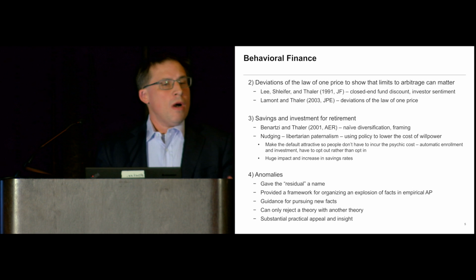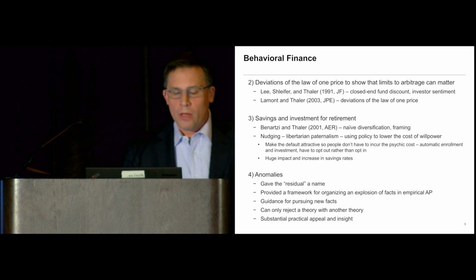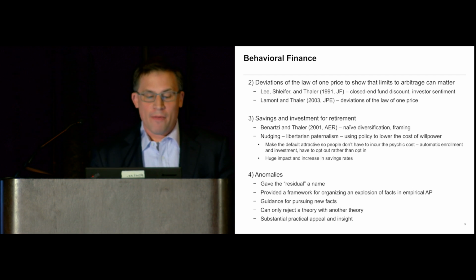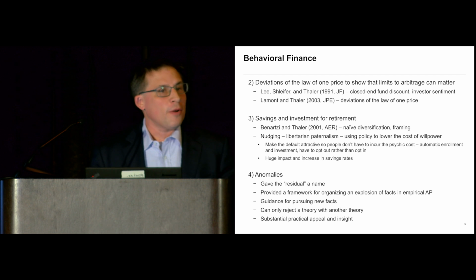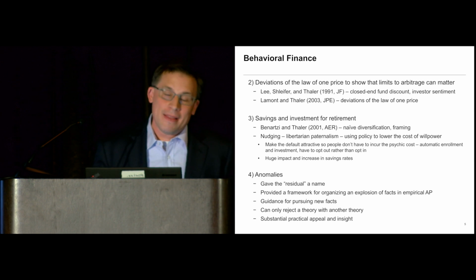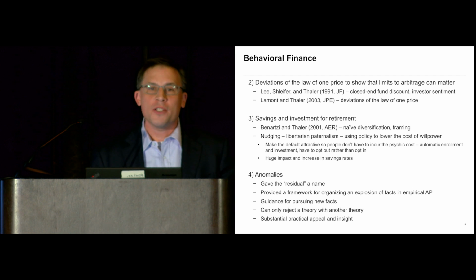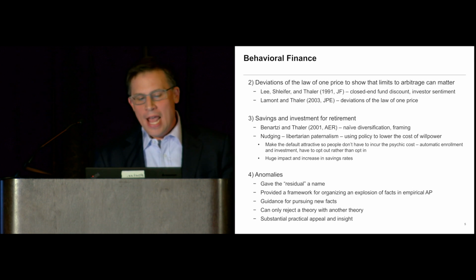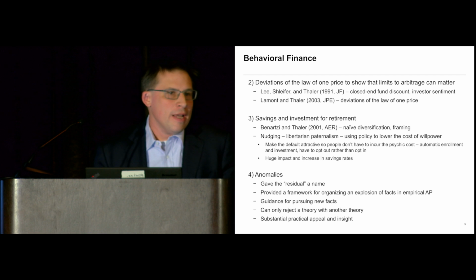In addition, limits of arbitrage have also played a big role in his work. Again, one of my favorite papers is Lamont and Thaler, the 3Com Palm carve-outs. I love teaching that paper, and it's just one of the best examples. I think it's the best example I can think of of deviations from the law of one price. So clean and nice, and just a really nice set of examples where the joint hypothesis problem is not an issue.